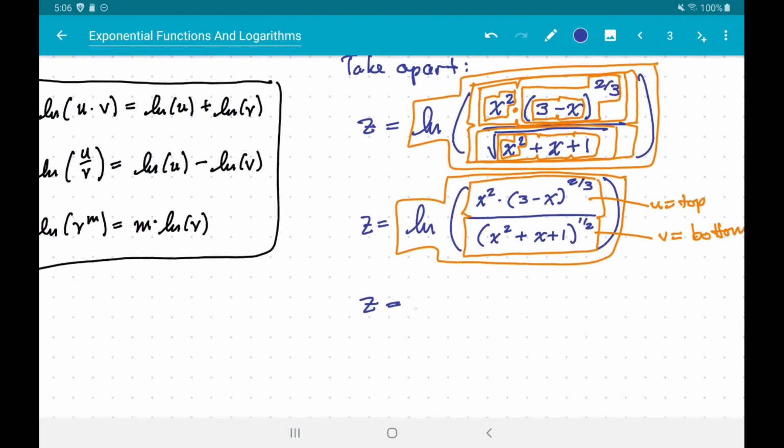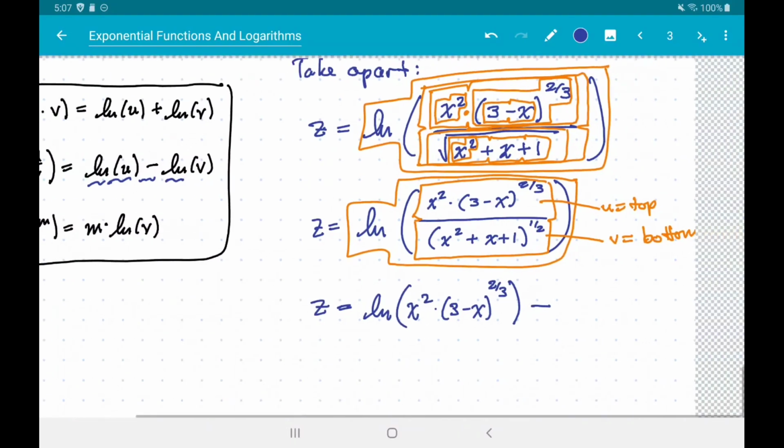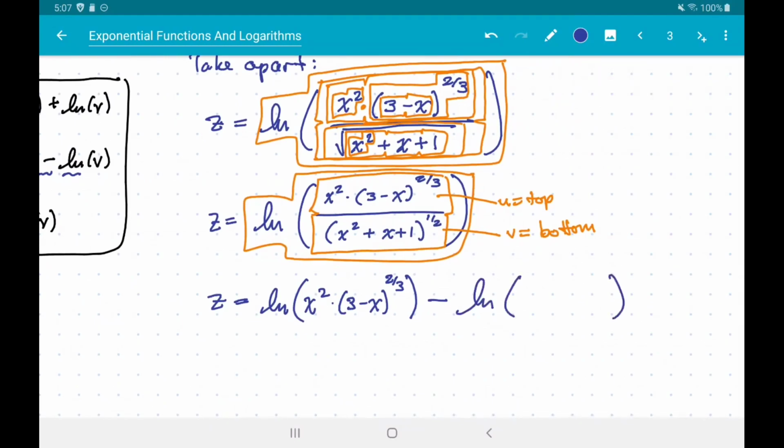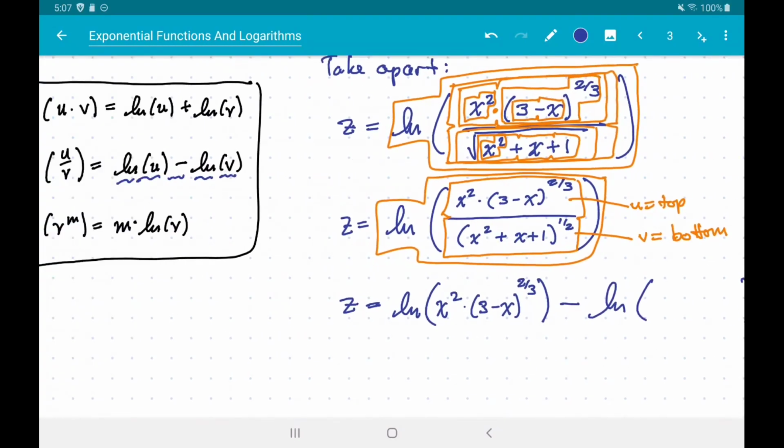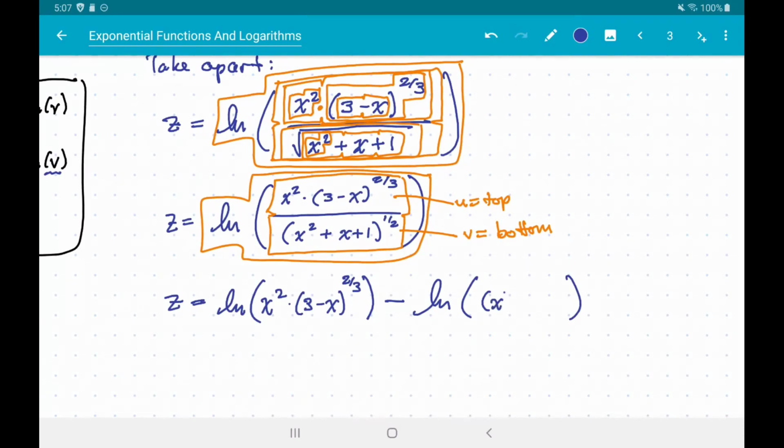Okay, so Z equals ln of U, that's the whole top, x squared times 3 minus x, ooh, I made that too big. 3 minus x, just move the parenthesis there to the 2/3. Minus ln of V. So all of this stuff on the bottom. That's x squared plus x plus 1, and again I have to move my parenthesis to the 1/2.